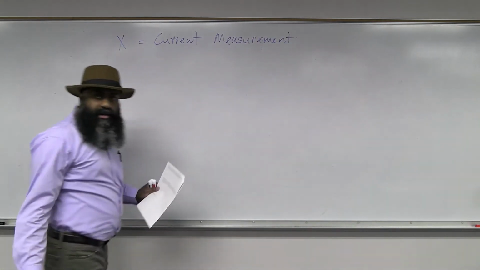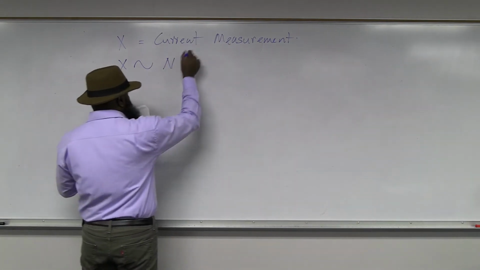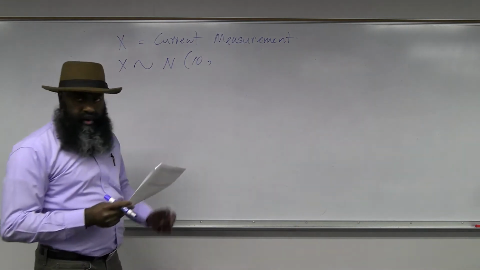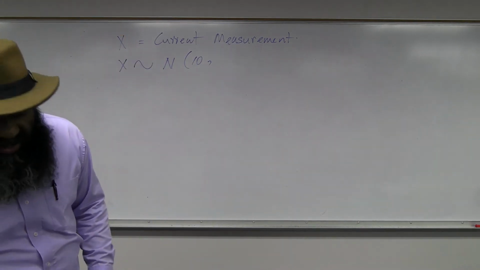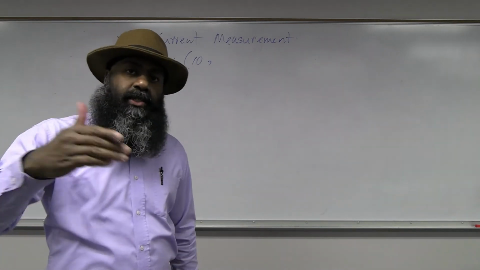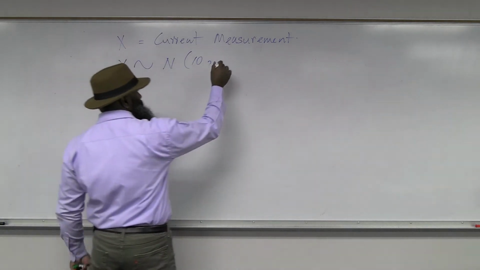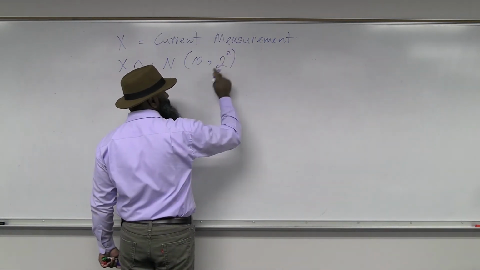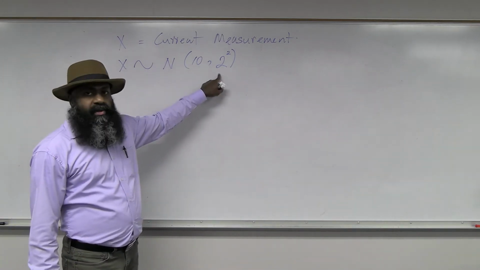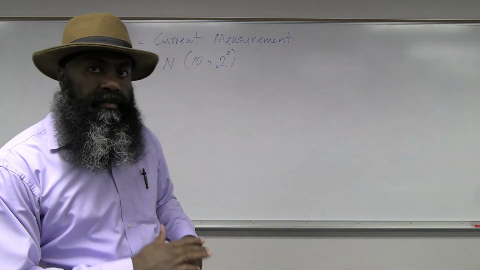So it's given that x follows a normal distribution with a mean of 10 milliamperes and a variance of 4 milliamperes squared. So variance of 4 means what should be the standard deviation? Standard deviation is the square root of 4, which is 2. And you write this as standard deviation squared, sigma squared. Okay. So your mu equals 10, sigma equals 2. Those values are important when you enter them into your calculator.